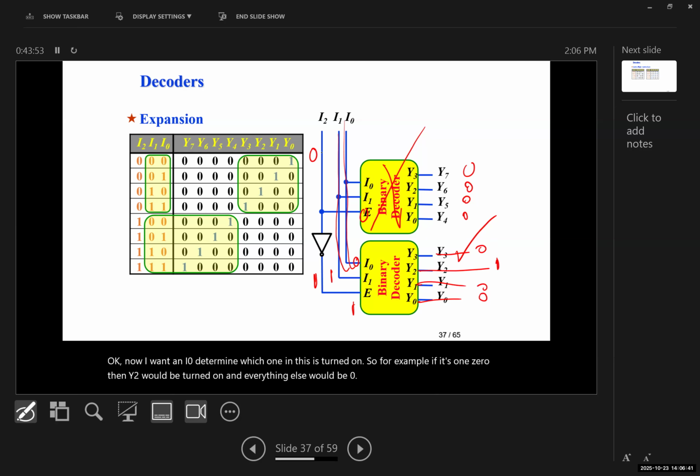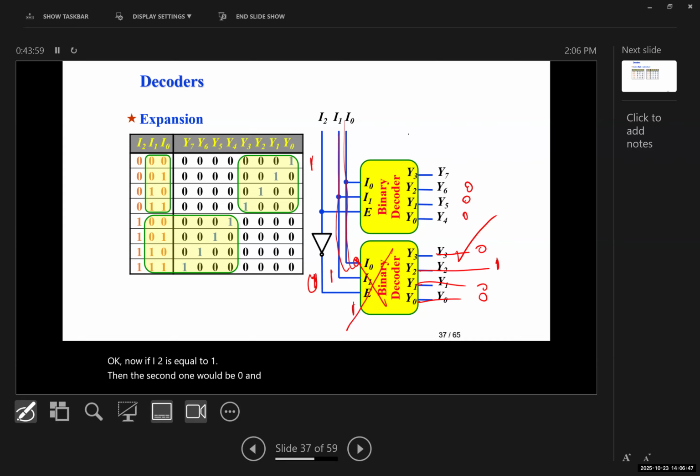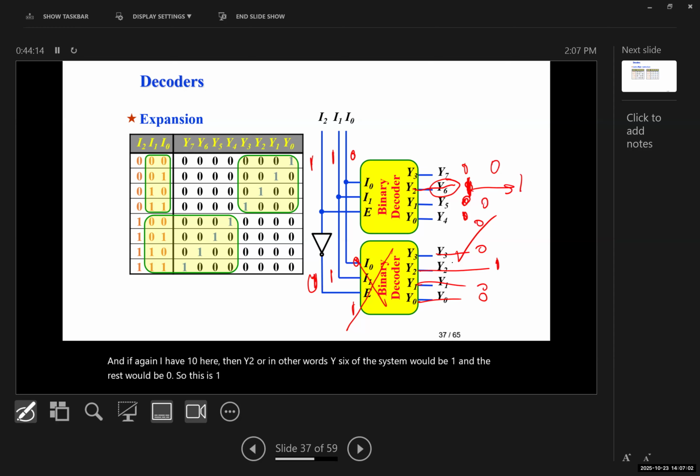Now, if I2 is equal to 1, then the second one would be turned off. And if, again, I have 1, 0 here, then Y2, or in other words, Y6 of the system would be 1, and the rest would be 0. So this is 1, and the rest is 0. So you can easily expand a 2x4 or 2 to 4 to a 3 to 8.